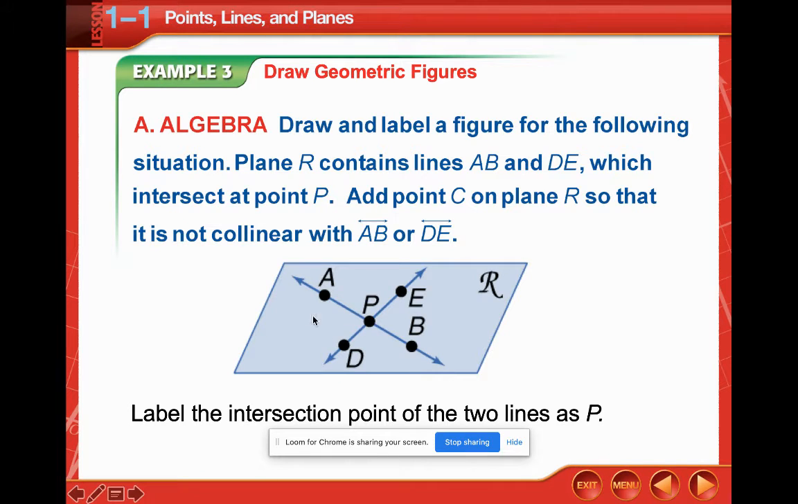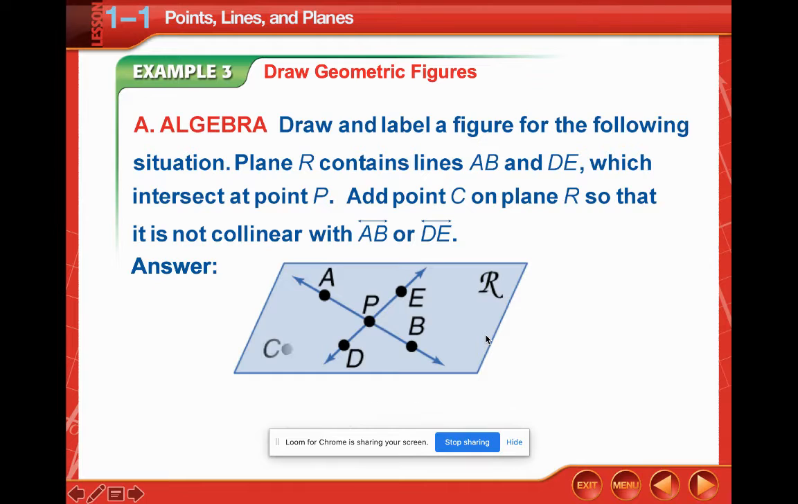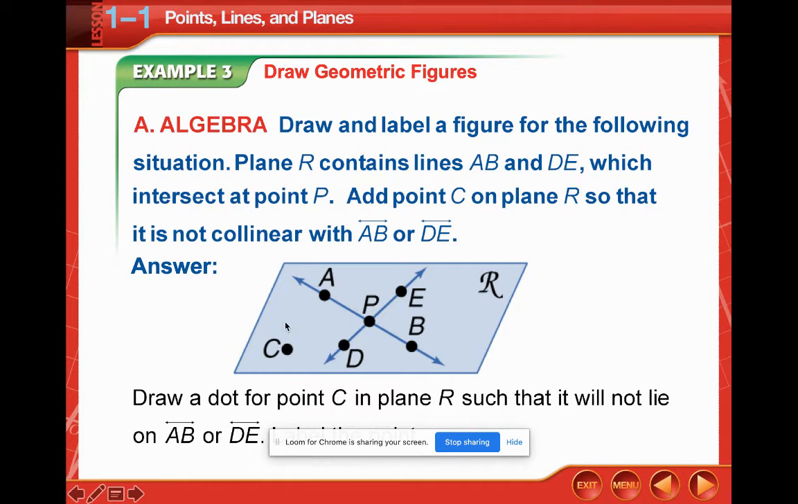So here would be a good place. You could put it here, you could put it here, you could put it all the way out here. You know what I mean? There's a lot of places to put C. So, they put it out here. Draw a dot for point C in plane R such that it will not lie on A, B, and D, E. Label the point. Here it is, point C. Boom. Done.